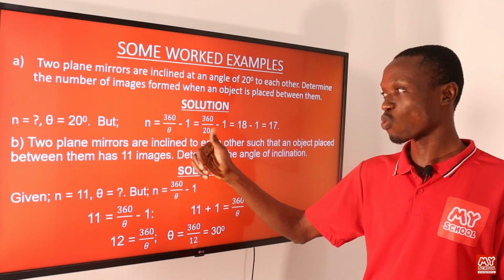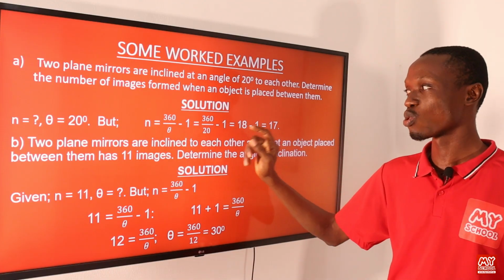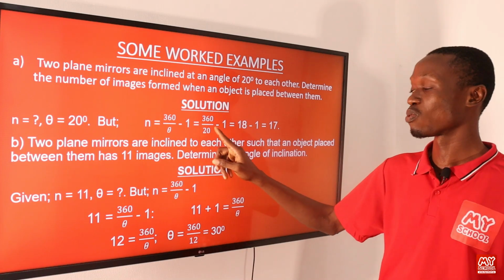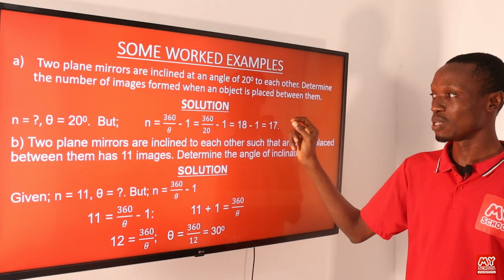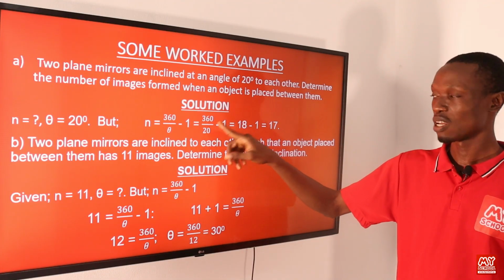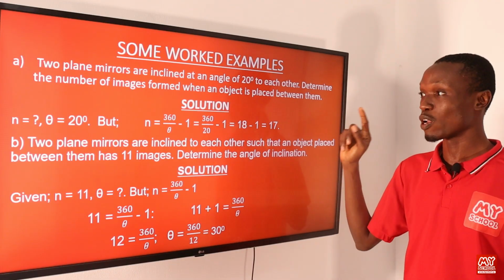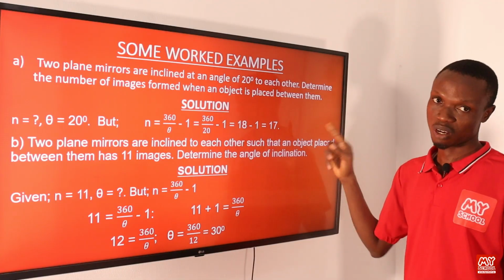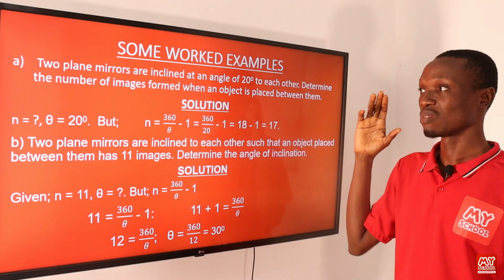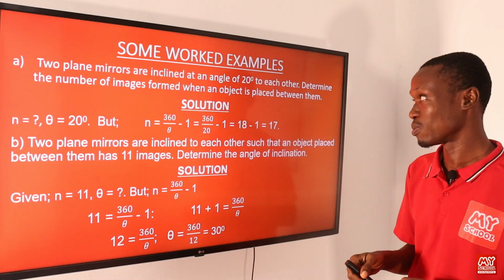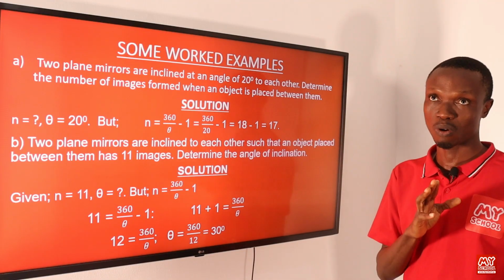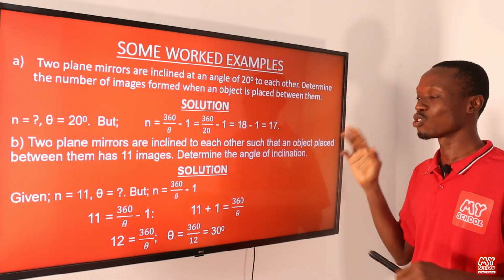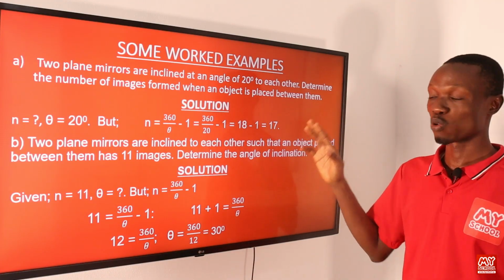But remember, in this question, theta is equal to 20. So in place of theta, we replace it with 20. So 360 divided by 20 minus 1. 360 divided by 20 will be equal to 18. Then 18 minus 1 will be equal to 17. So therefore, the number of images formed when an object is placed between those two mirrors that are inclined at 20 degrees to each other is equal to 17.